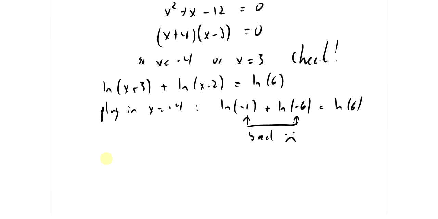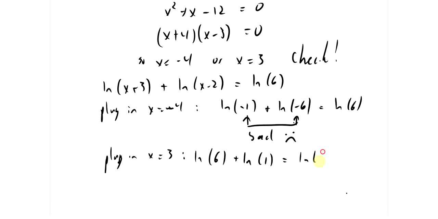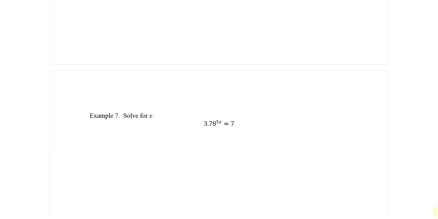What about plugging in x equals 3? You get log of 6 plus log of 1 equals log of 6. Yes, positive there, positive there. So this is a solution. That is not. Note that log of 1: what power do you raise e to get 1? Well, that's 0. So you get log of 6 equals log of 6. When you're doing these log problems, make sure you check your answers by plugging them back in. Make sure you don't get any negatives.